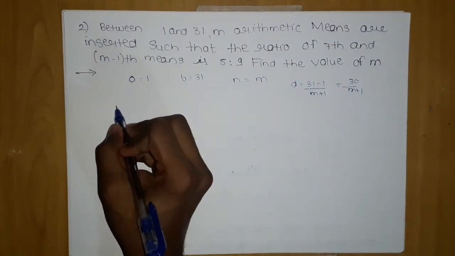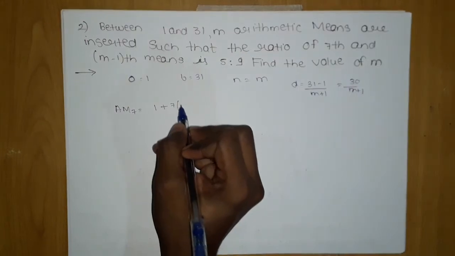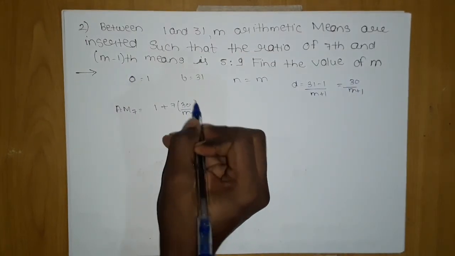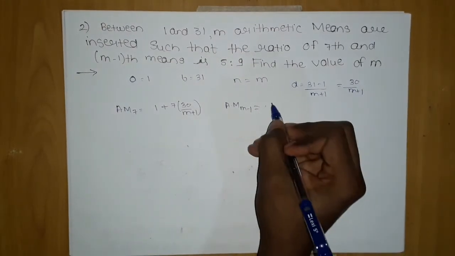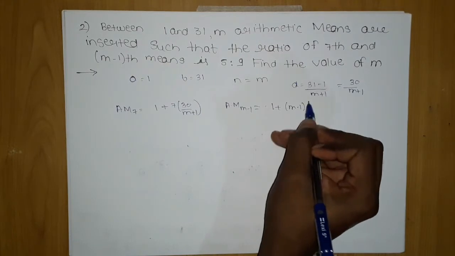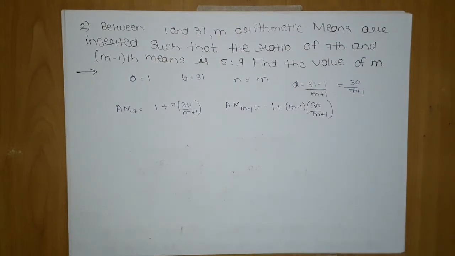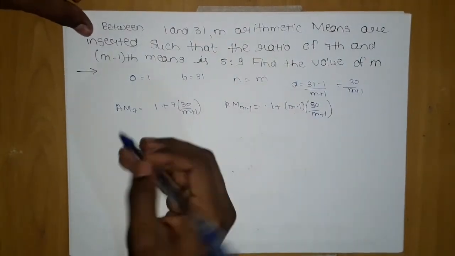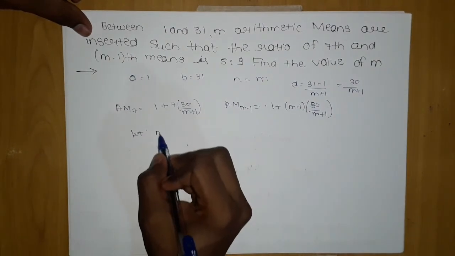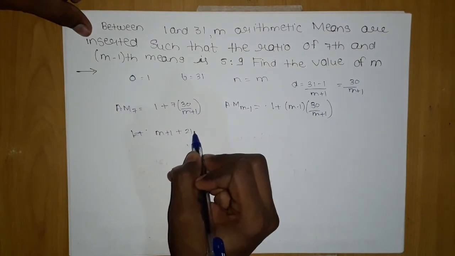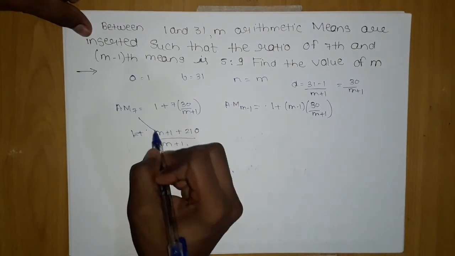Now we want to find the 7th AM. How do we get it? A plus 7 times 30 upon m plus 1. Okay, this thing, and the (m minus 1)th AM. How can we get that? It is nothing but 1 plus (m minus 1) into 30 upon m plus 1. Okay, so we got this. Now its ratio means this upon this. Let's just simplify this: m plus 1 plus 210 upon m plus 1. Okay, this is this thing.